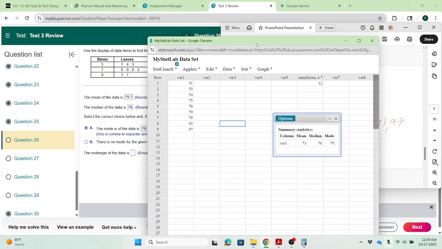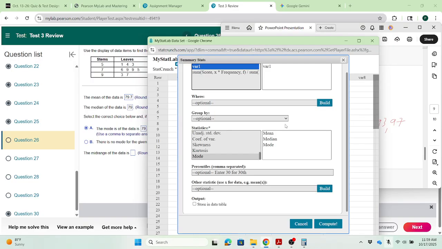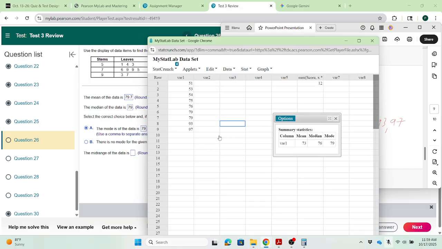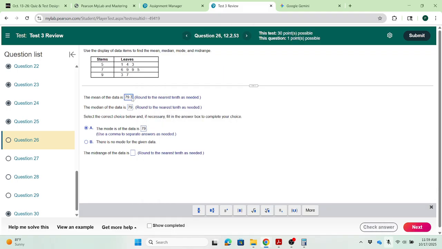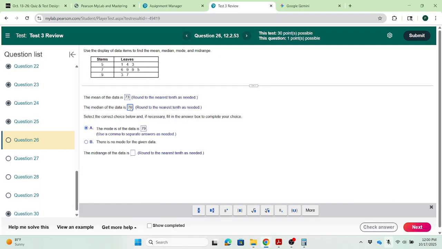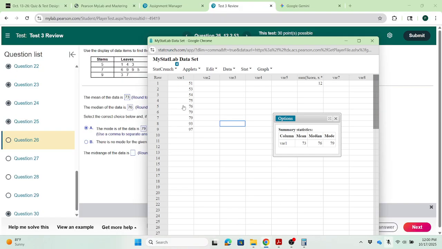Oh, did I do something wrong? 51, 53. My addition was wrong. Let me just check it. We're trying to find the sum of variable 1. That is right. So the mean is, 1, 2, 3, 4, 5, 6, 7, 8, 9, so the mean is 73. So manually I found 79.7, which was wrong for some reason. And then the median is 76. If you go back here and find the middle one, which is the fifth one, which is 76. Yeah, my data were not sorted.